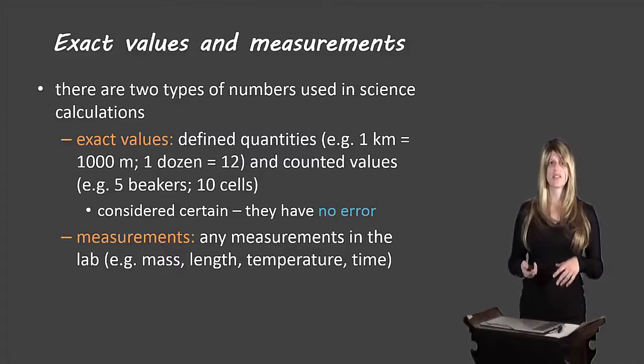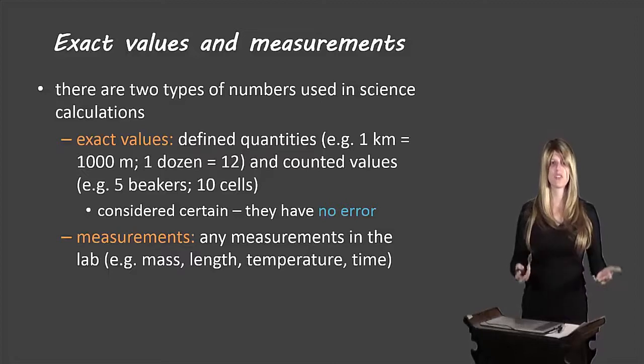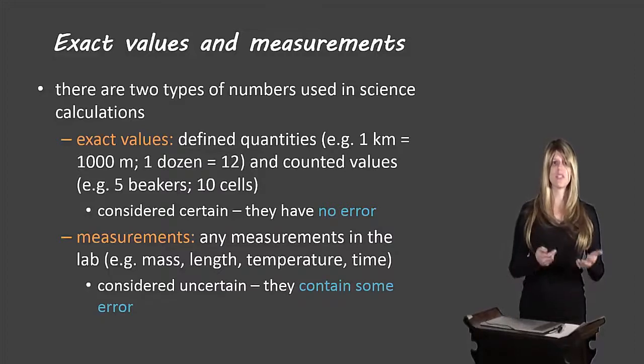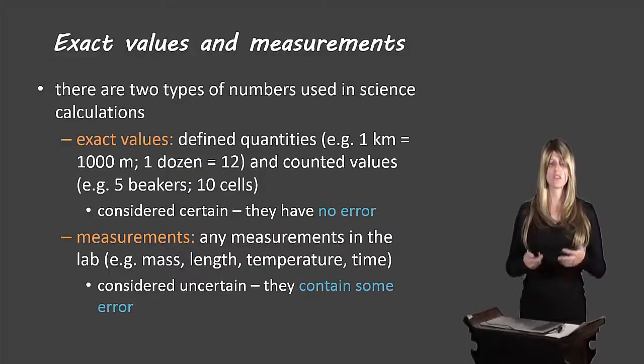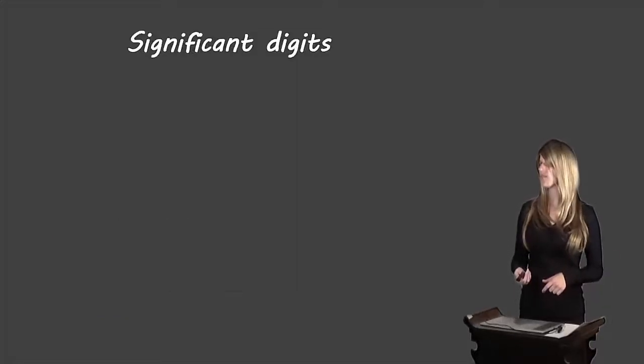Measurements, on the other hand, are anything that we measure in the lab, like time or temperature, mass, and so on. These are considered uncertain, so they have a little bit of error in them. It's because of this error that we need to use significant digits or significant figures, because this tells us how accurate our measurements actually are.